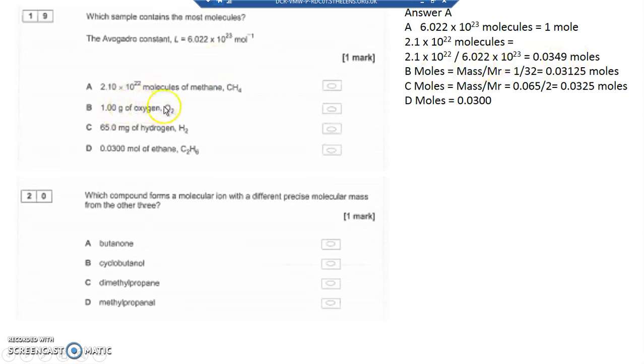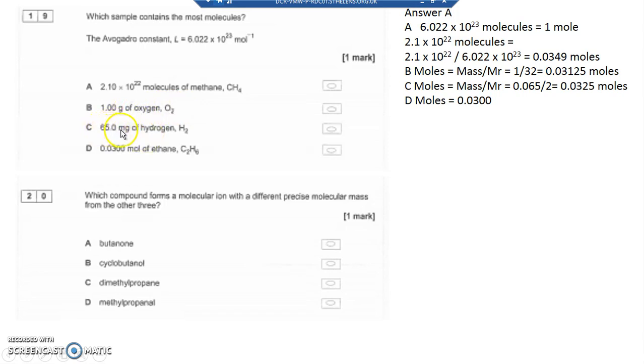1 gram of oxygen, well, O2 has got 2 O atoms, each with a mass of 16, so it's got an MR of 32. I've got 1 gram of it, so moles is mass divided by MR, 1 divided by 32, I've got 0.03125 moles of gas in B.